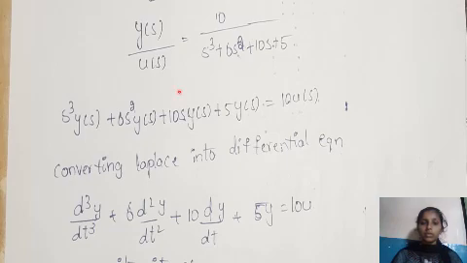Firstly, we apply cross multiplication: Y(s) into (s^3 + 6s^2 + 10s + 5) is equal to 10 into U(s). Then multiplying Y(s) inside: s^3 Y(s) plus 6s^2 Y(s) plus 10s Y(s) plus 5 Y(s) is equal to 10 U(s). Converting the Laplace transform into a differential equation: d^3y/dt^3 plus 6 d^2y/dt^2 plus 10 dy/dt plus 5y is equal to 10u.